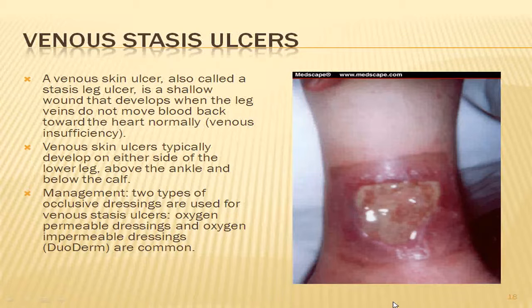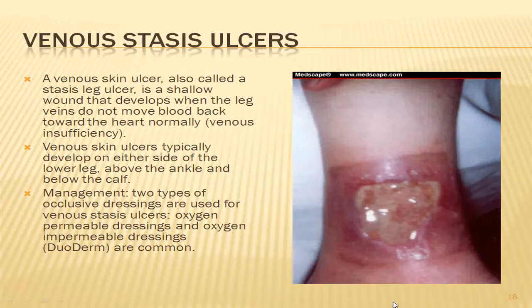As you see here with a venous stasis ulcer, it's a venous skin ulcer, also called a stasis ulcer. It's a shallow wound that develops when the leg veins do not move blood back toward the heart normally, and you have venous insufficiency. So what happens is, I keep saying it, but we have blood, and blood continues to pool in the area, and so after a while the blood has to have somewhere to go, so it comes out of the veins, it goes through the tissues, and it's tunneling out of the body, okay?